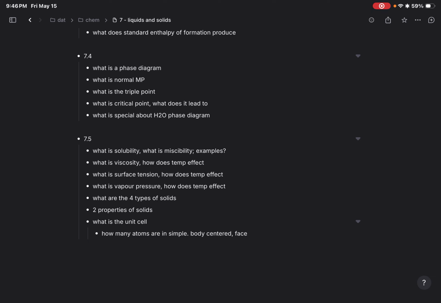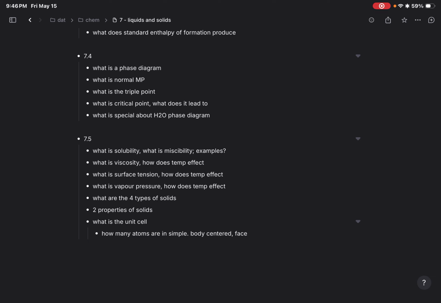So, what is a phase diagram? It shows what phases a certain molecule will be at certain temperatures and pressures, and just shows the region of each phase. What is normal MP? It's the temperature for melting point at 1 atm. What is the triple point? It's the point where the molecule will be a gas, liquid, and solid all at the same time. That's the temperature and pressure.